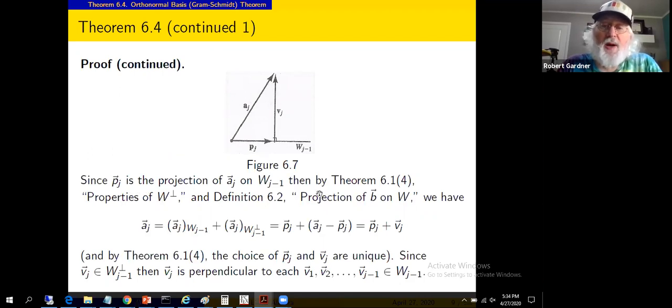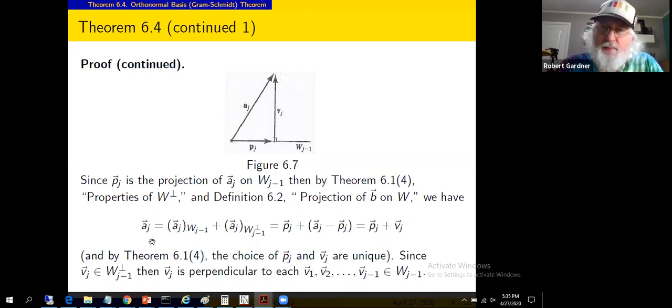So we know by some previous results and some definitions that A sub j can be uniquely written as a projection onto W sub j minus 1. This subscript W sub j minus 1 means we're projecting A sub j onto that subspace, and then we're projecting A sub j onto the perp space. We've taken A sub j and decomposed it into a component in W sub j minus 1, and a component in W sub j minus 1 perp.